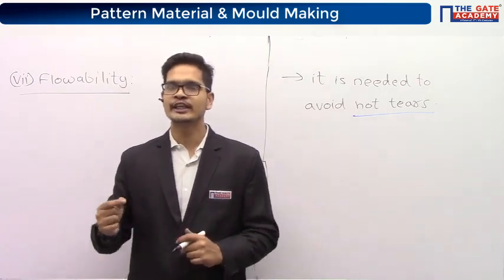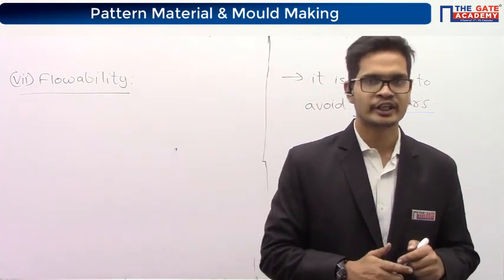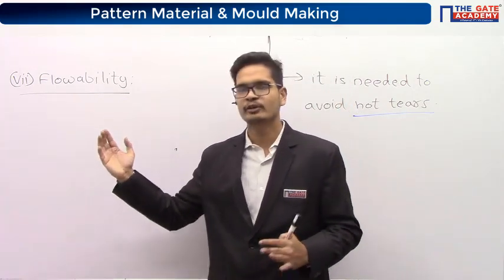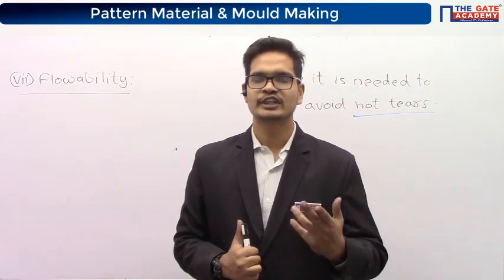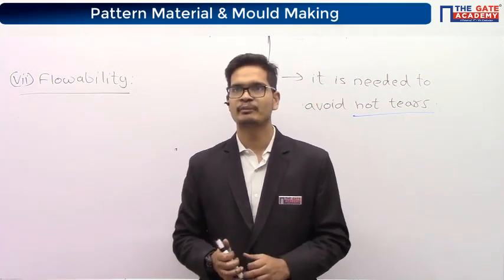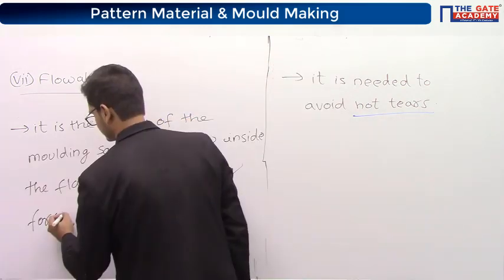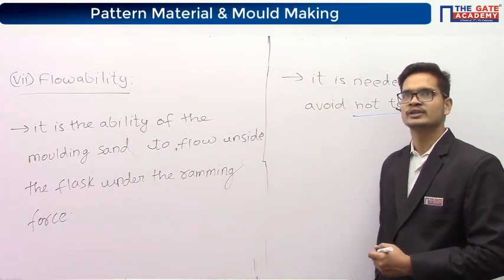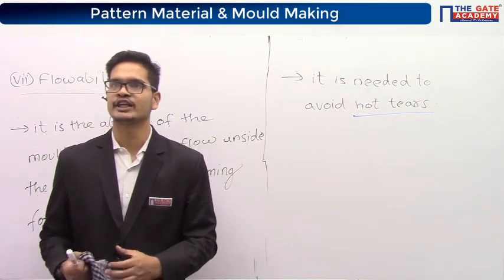It is the ability of the molding sand to flow under the ramming force. We apply a ramming force, and because of it, the molding sand takes up the space inside the flask. So it is the ability of the molding sand to flow inside the flask under the ramming force. These are the properties needed in the molding sand.